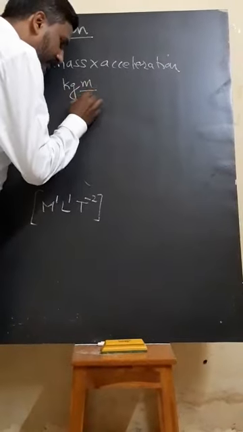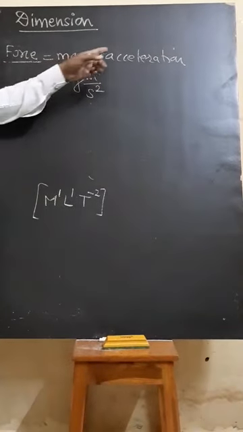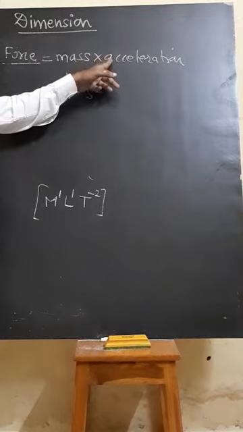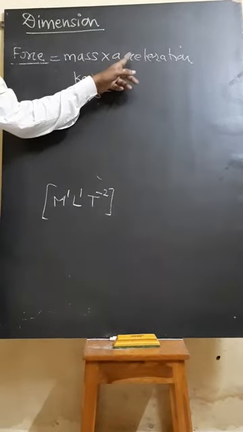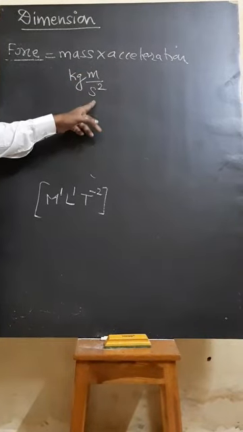Acceleration, the unit of acceleration is meter per second square. Everyone knows that acceleration due to gravity of earth is 9.8 meter per second square. So it is a very simple trick to remember the unit of acceleration, meter per second square.